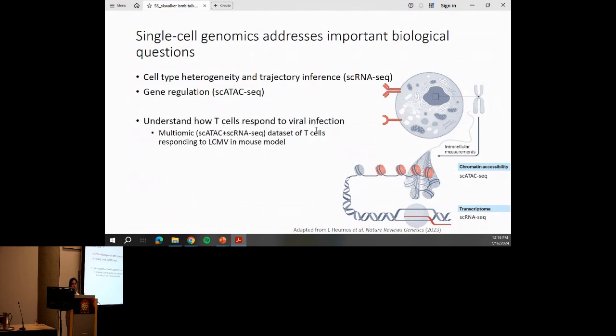And today I want to talk about how we can use both of these in a multi-omics single-cell ATAC and single-cell RNA-seq dataset of T cells responding to LCMV in a mouse model. And in particular, I want to present some new discoveries about T cells that we made from analyzing new single-cell ATAC-seq data and a new T cell regulatory atlas.